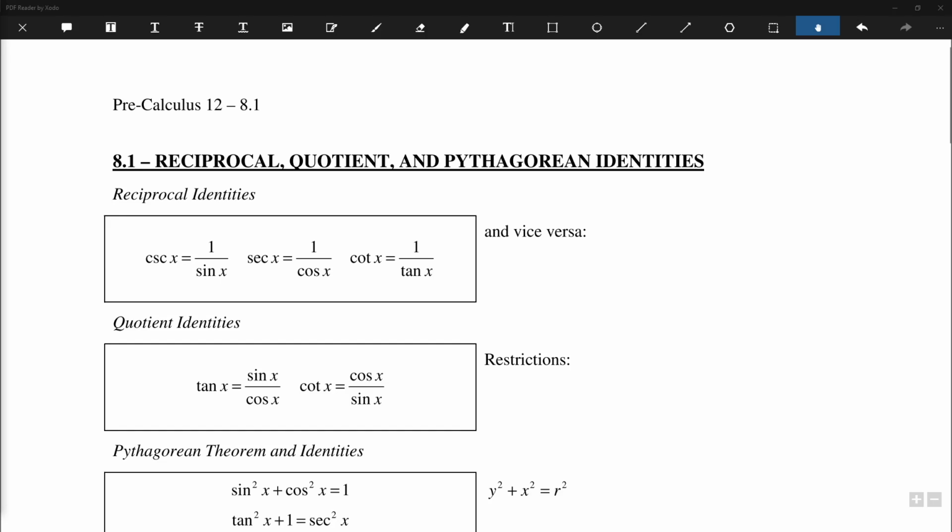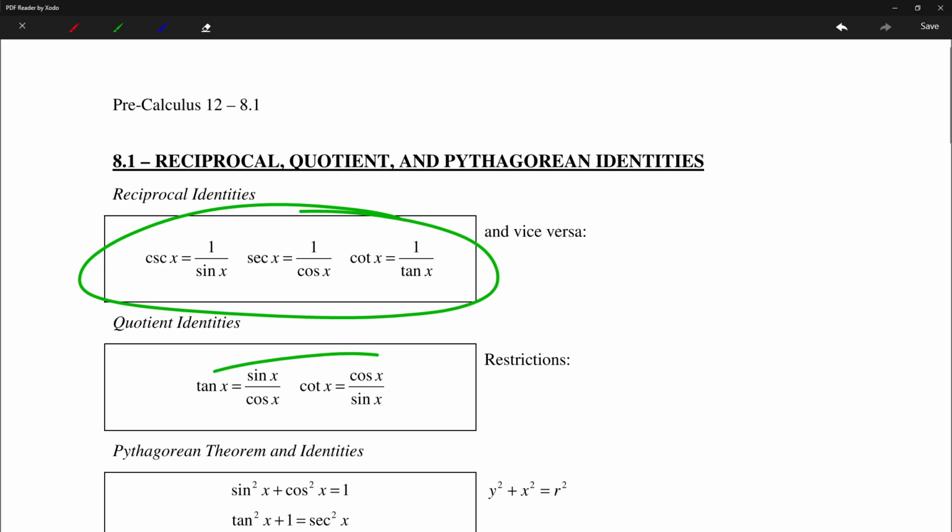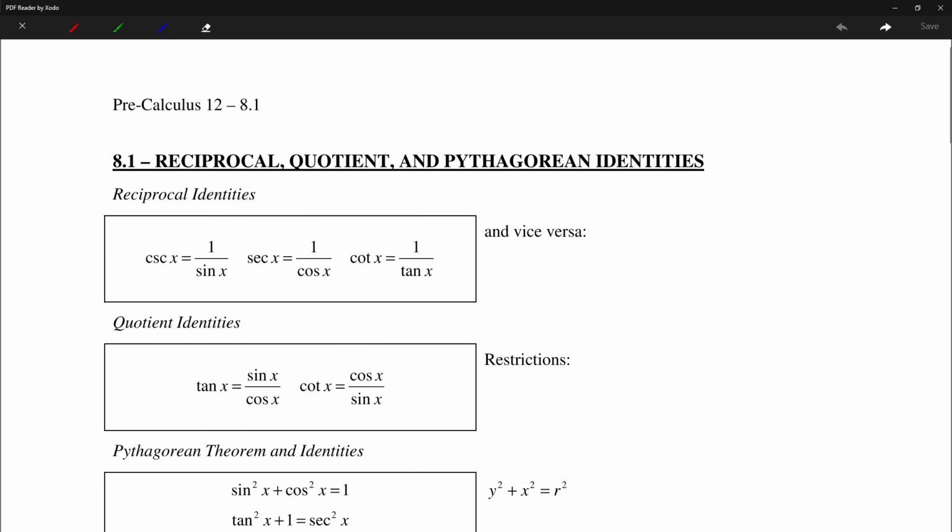Hello everyone. So today we're going to go over section 8.1, Reciprocal, Quotient, and Pythagorean Identities. So first things first, every single one of the identities that are in these boxes here will be provided on any test on a formula sheet. So they are not needed to be memorized.